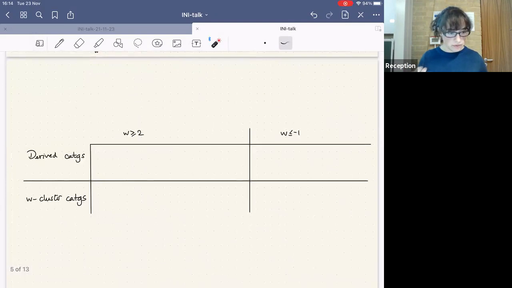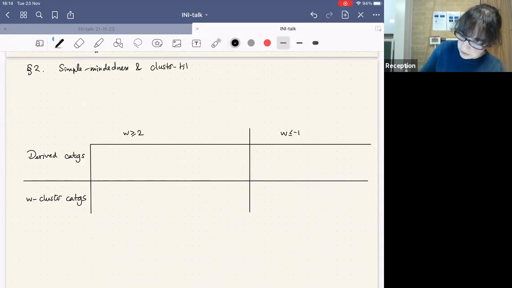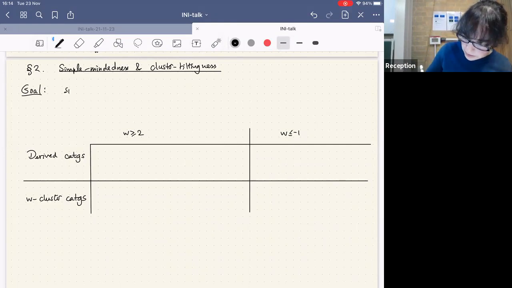Right. So, what is the goal of this talk? Now we get to the second part: simple-mindedness and tilting. My goal is to convince you that simple-minded theory is cluster tilting.